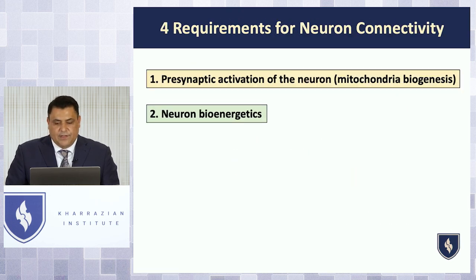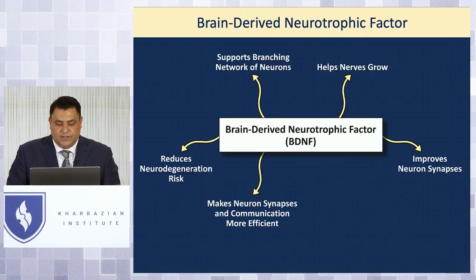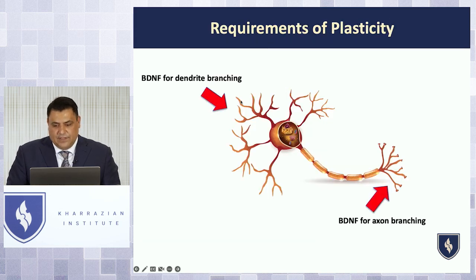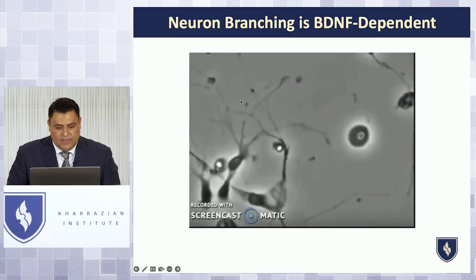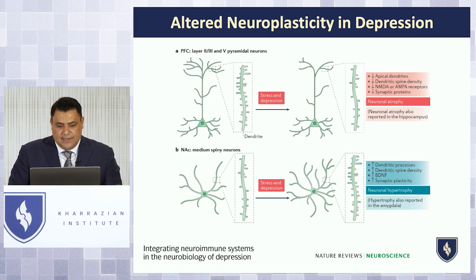And then you have to have release of BDNF. BDNF is the growth factor that involves neuron connection. The main things that impact neuron connectivity are physical activity, mental stimulation, and social interactions. Those are the main ones. Stress and lack of activity deprive the cells of releasing BDNF. So this BDNF response is involved, and then finally there is pruning. Those are the key things for plasticity.